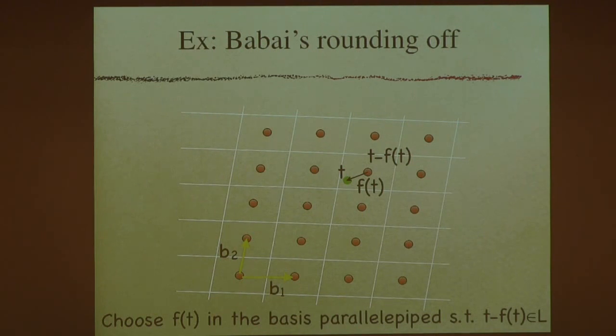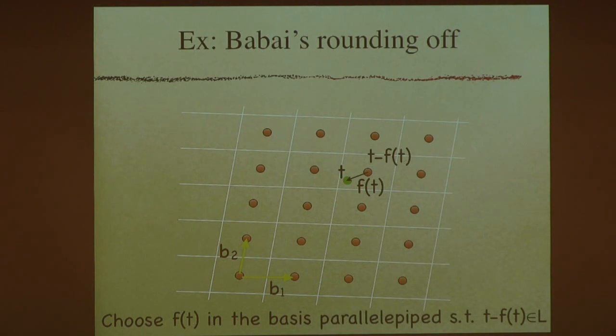Geometrically, this is your basis, B1, B2. Whenever you have a basis, it generates some parallelepiped here. I take the half coordinates. Now, my target is here. It's T. I'm going to choose my image as this vector. This vector lies inside the parallelepiped in such a way that if I subtract the image from T, I get a lattice point. That's the lattice point here. T minus f of T, that's this point.